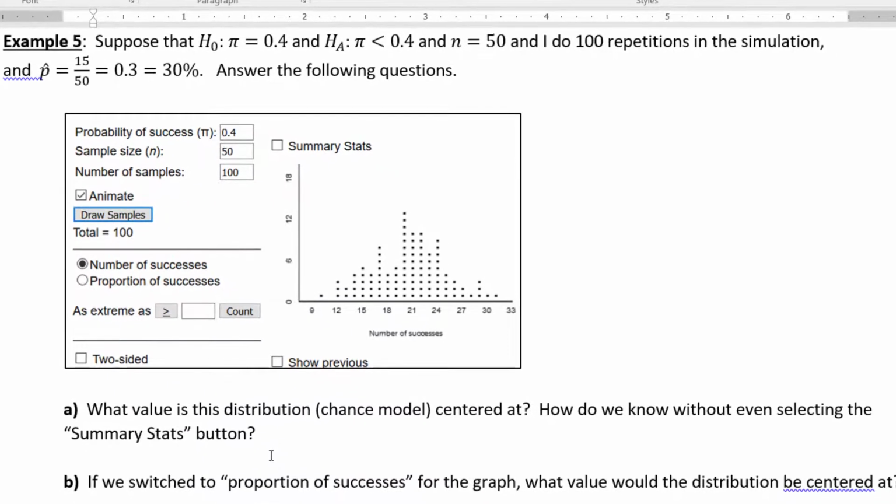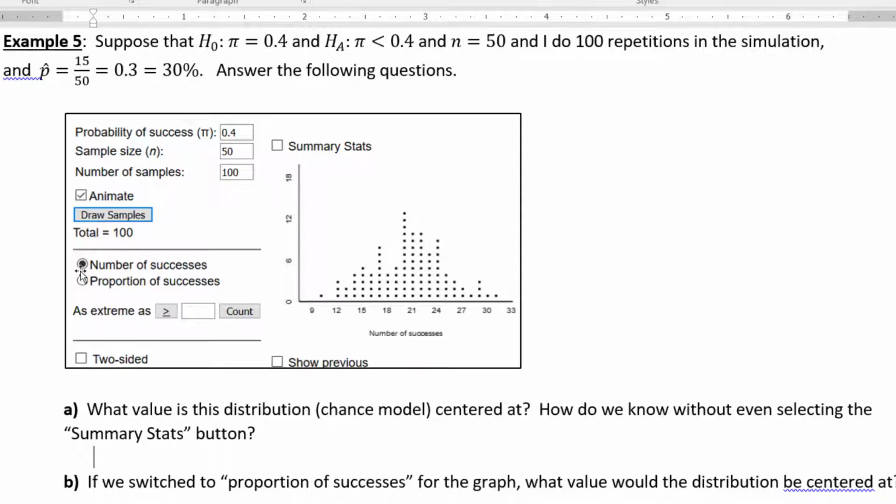Part A, what value would this distribution actually be centered at, and how do we even know that without that summary stats button being selected? Now notice, if it had been on proportion of successes, if that had been the button selected, we know that the distribution would be centered at pi equals 0.4, approximately, since it's a simulation. It won't be exactly 0.4 since it's a simulation, but it would be close.